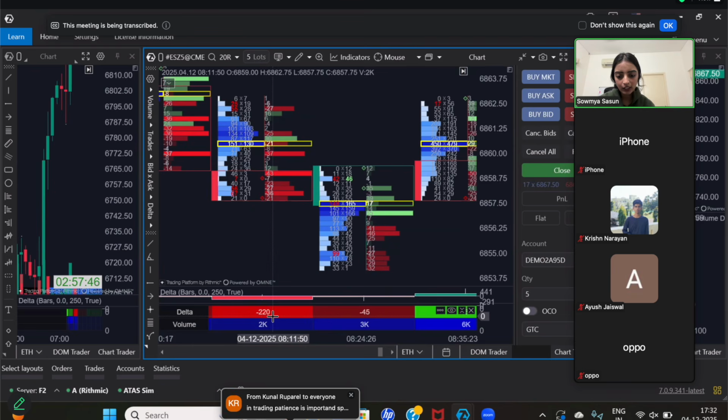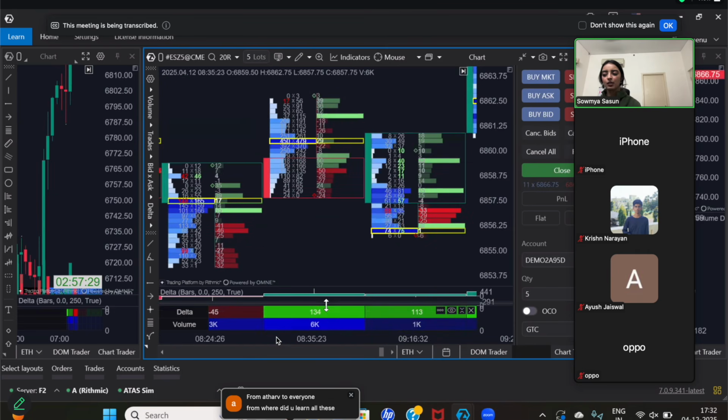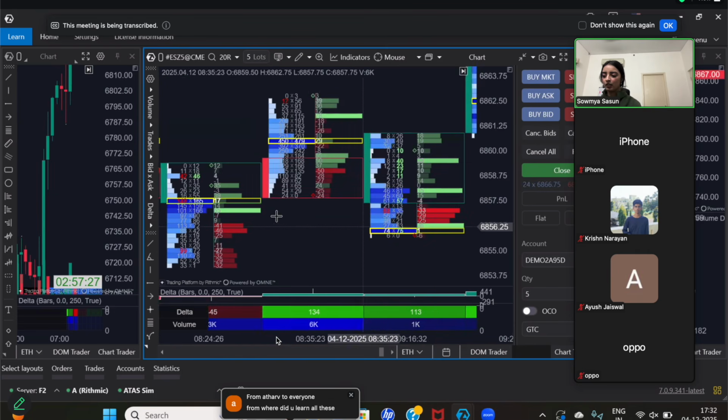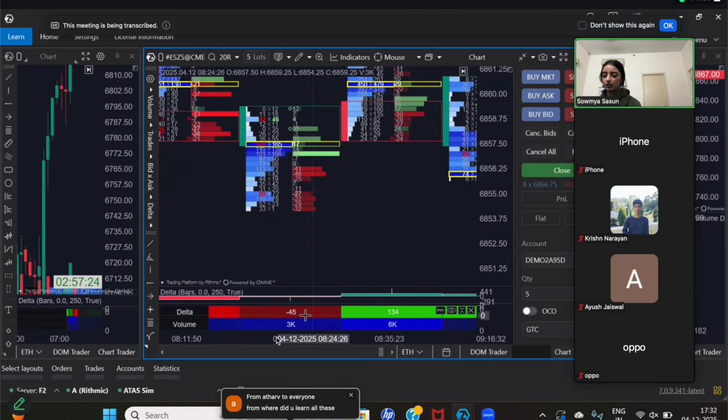Can you repeat the delta part again? What exactly do you want to know? What is delta? Delta is buyers and sellers: whether buyers are more than the sellers, or sellers are more than the buyers. If the delta is in red, that means sellers are more than the buyers. If the delta is in green, that means buyers are more than the sellers. That's it. Nothing else.